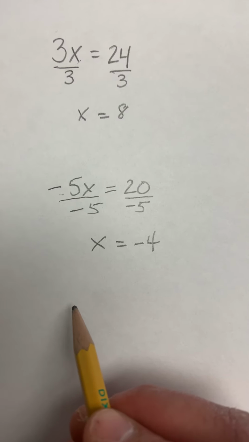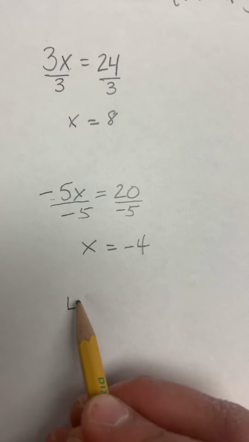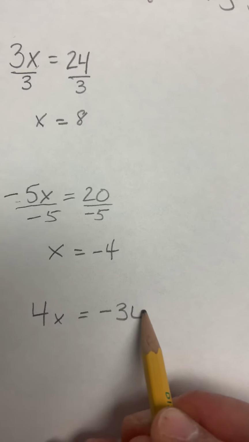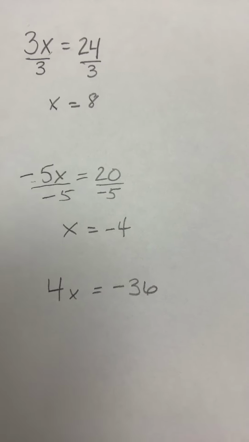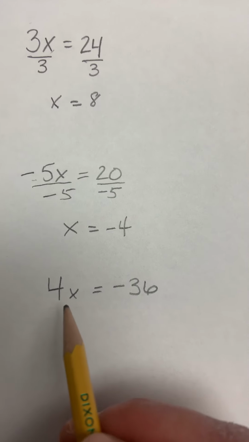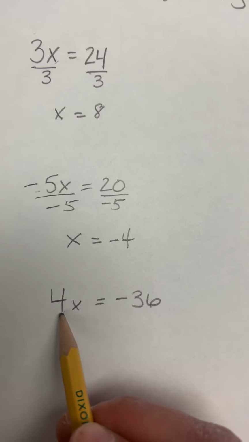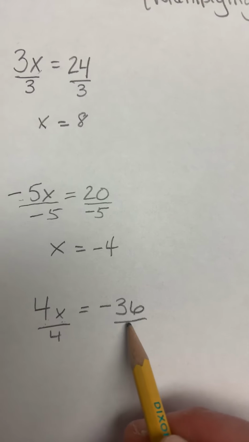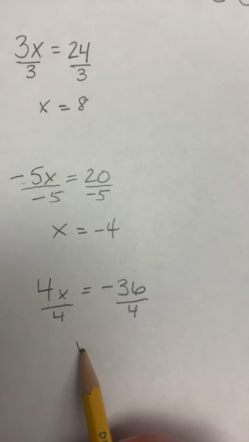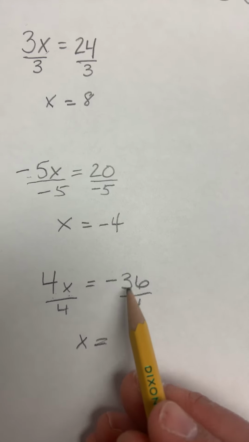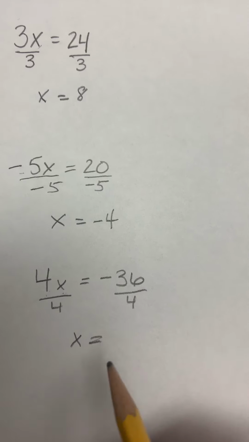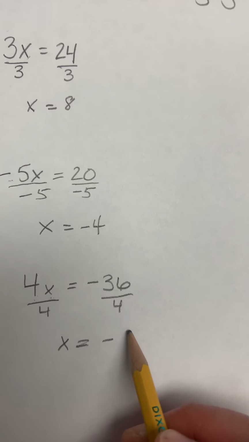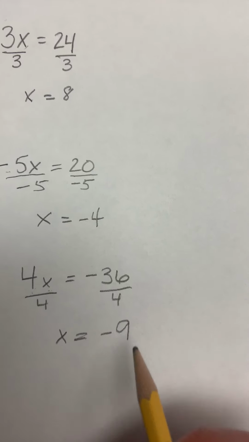In my last example, let's try 4x equals negative 36. So in this case, I have 4 times a number equals negative 36. I want to get rid of the 4. Again, a number next to a letter is multiplying. Divide by 4 on both sides. x equals, and then I have negative 36 divided by 4. A negative divided by a positive is negative. My answer is negative, and then 36 divided by 4 is 9.